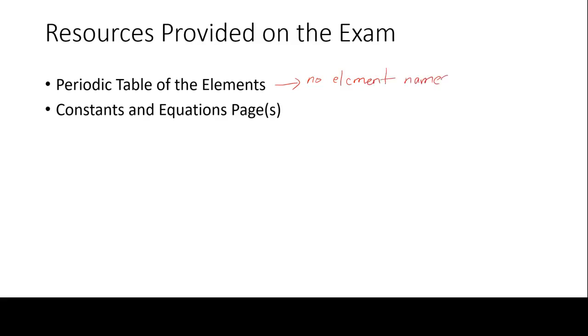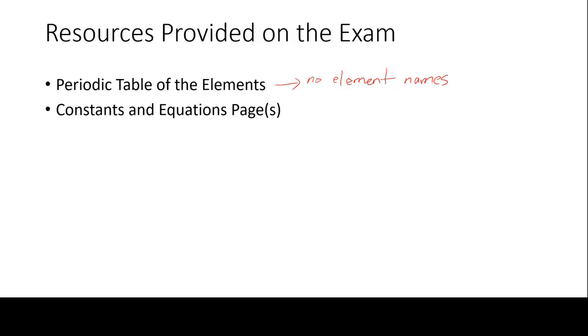It does have the element symbols, obviously, and atomic number, atomic mass. It has all that. It just doesn't have the element names like some periodic tables do. So you just want to keep that in mind. You don't want to be surprised by that. But certainly with the constant and equation page, you definitely will want to take a look at that.